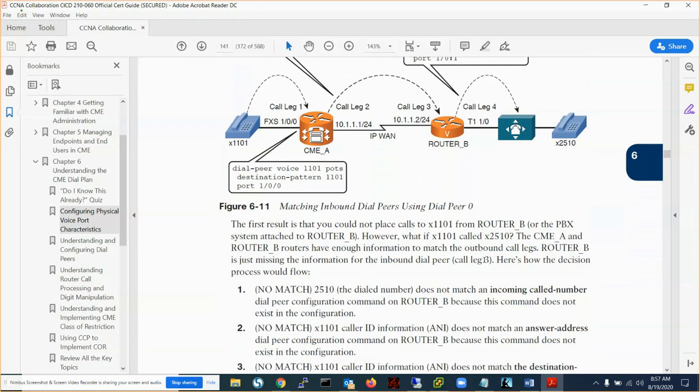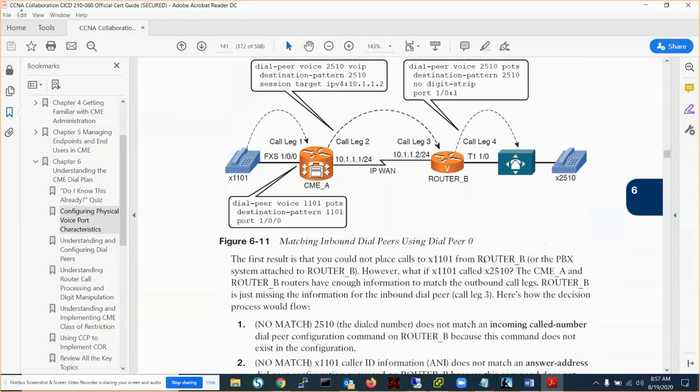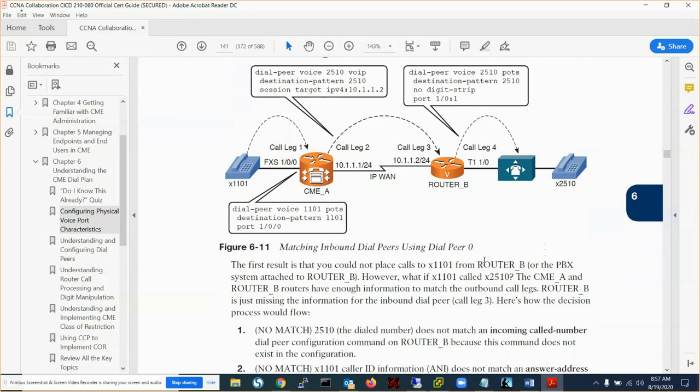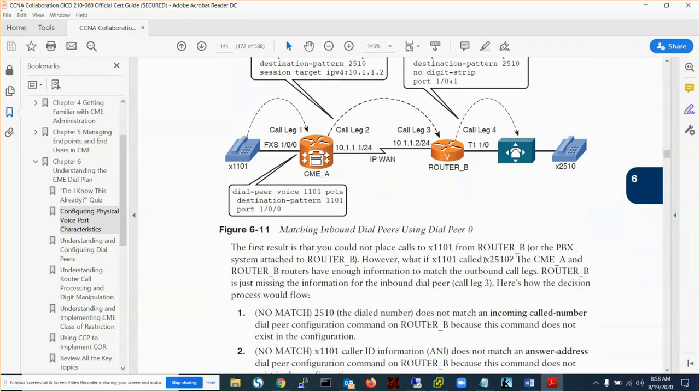So the first result is that you cannot place calls to 1101 from router B or the PBX system attached to router B. Because imagine I pick up the phone on the right. I pick up that phone. I call 1101. You realize that there's no dial peer matching. So that would tell you the first result: you could not place a call to 1101 from router B, well, from 2510, because there's no matching outbound dial peer to go.